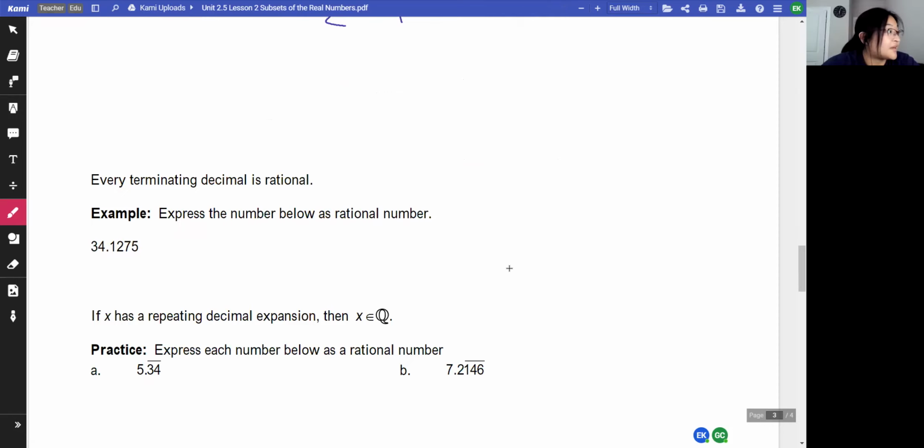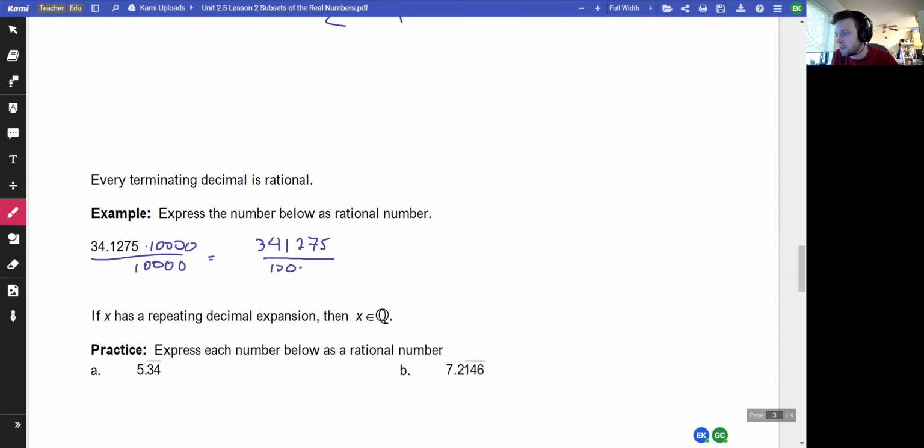Can we just multiply by like 10,000? Yeah. So what would it be? This is equal to 3, 4, 1, 2, 7, 5. Let me actually show what you said. You're saying multiply by 10,000 over 10,000, which is 3, 4, 1, 2, 7, 5 over 1, 0, 0, 0, 0.